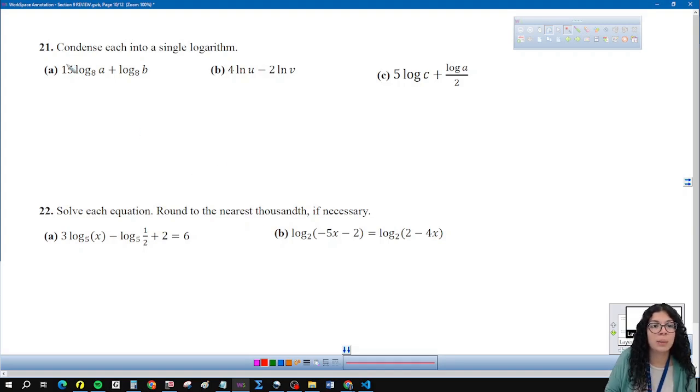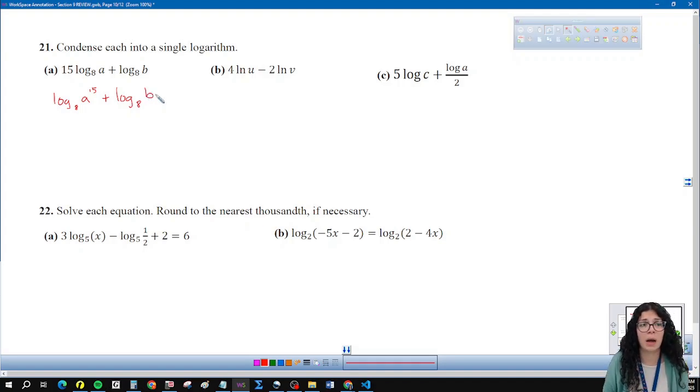I'm going to bring all numbers that are multiplying in front up to the power. So this would be log base 8 of a to the power 15, and then plus, there's no number there, so the log base 8 of b will stay by itself. Now I'm going to apply the product rule. If I'm adding, that means I'm going to multiply those two log numbers together. So my final condense will be log base 8, and then one log number altogether, a to the power 15 multiplied by b.